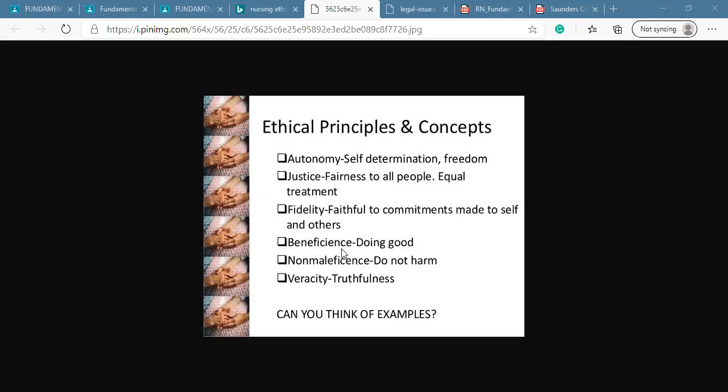And another one here is non-maleficence, which means do not harm, right? So you do not do harm to the patient. It's called non-maleficence, right? Let's look at an example of a non-maleficent action.